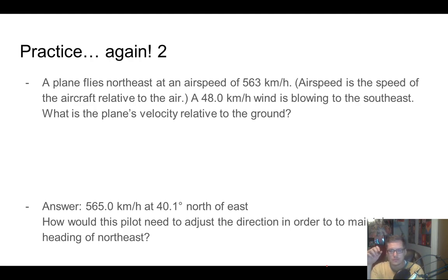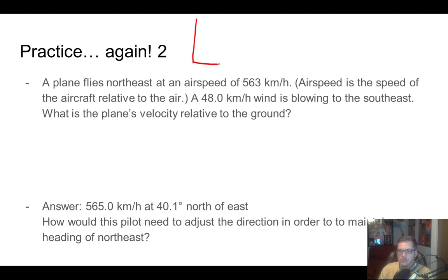For this one, I've already got the answer posted up here because I forgot to take it off. But anyway, we've got a plane flying northeast at an airspeed of 563 kilometers per hour, and airspeed is the speed of the aircraft relative to the air. A 48 kilometer per hour wind is blowing to the southeast, and it wants to know the plane's velocity relative to the ground. So let's draw what's going on.